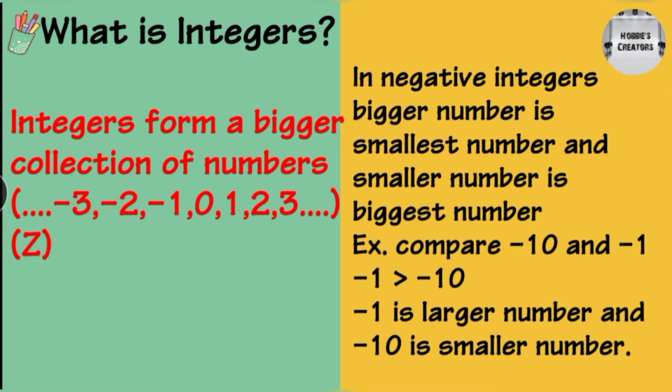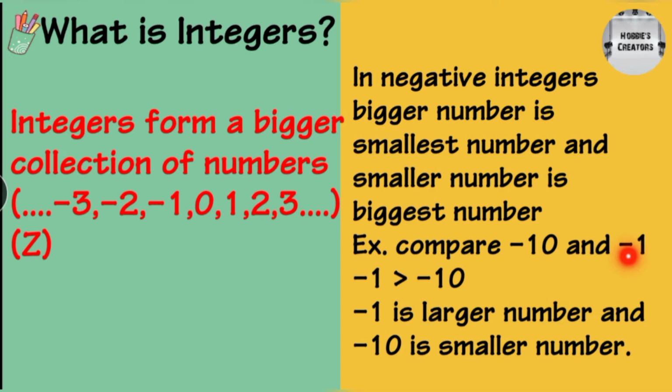So in negative integers, the bigger number is the smallest number and the smaller number is the biggest number. Do you understand what I am saying here? Only in negative integers, we'll say that the bigger number is the smallest number and the smaller number is the biggest number. So for example, we can compare minus 10 and minus 1.